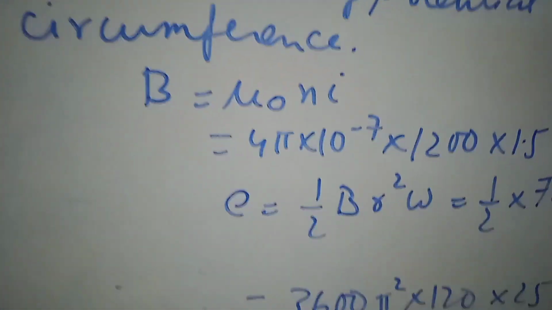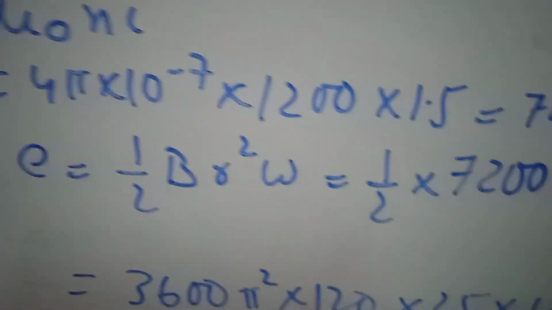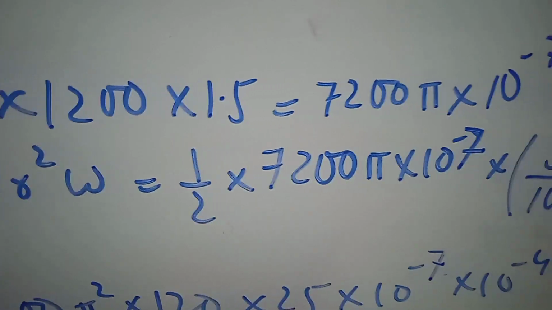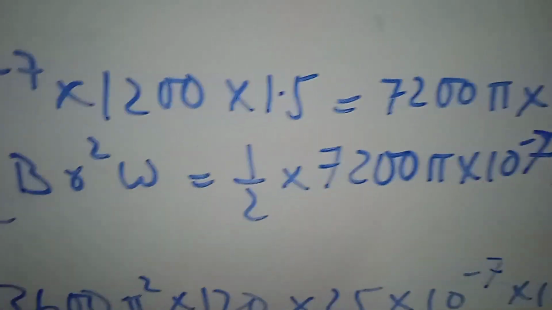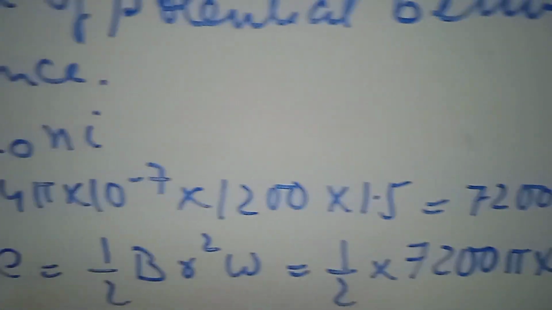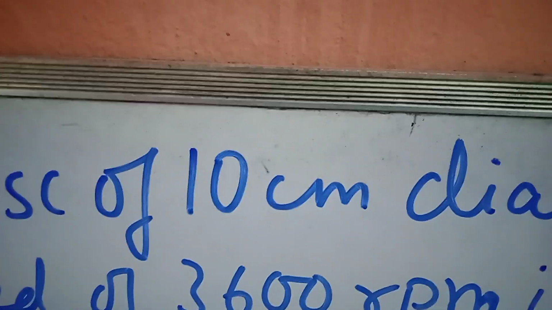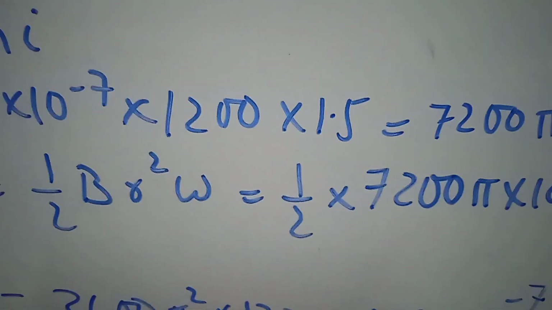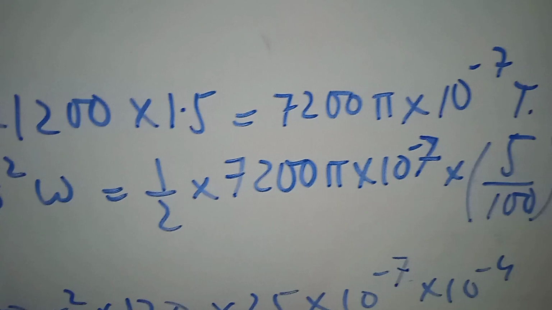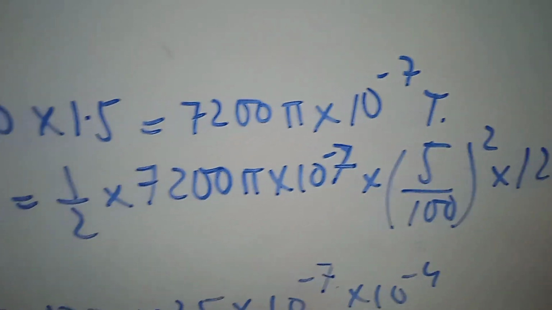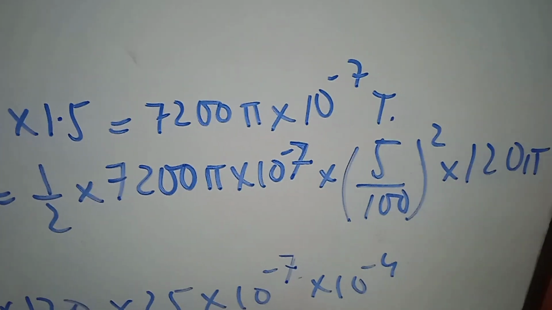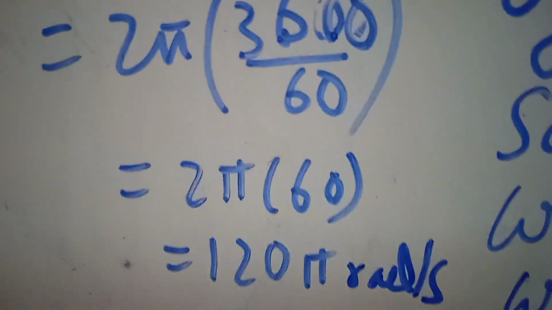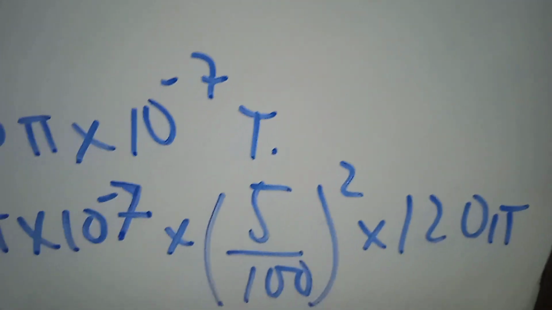So that's why we have put it here: half into B into r square ω, half into 7200π into 10 to the minus 7. R is how much? 5 centimeter, because the diameter is 10 centimeters, so R is 5 centimeter. 5 by 100 whole square into ω. ω is how much? Just now we got it, 120π radian per second. We will put it here, 120π radian per second.